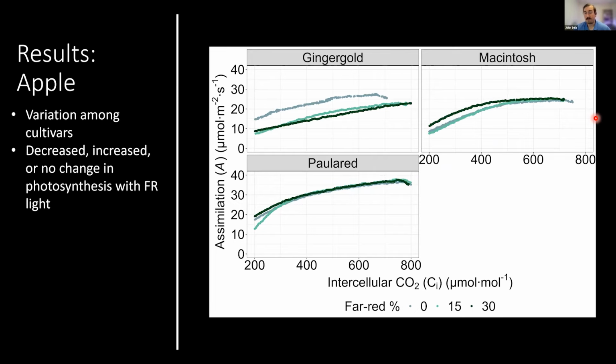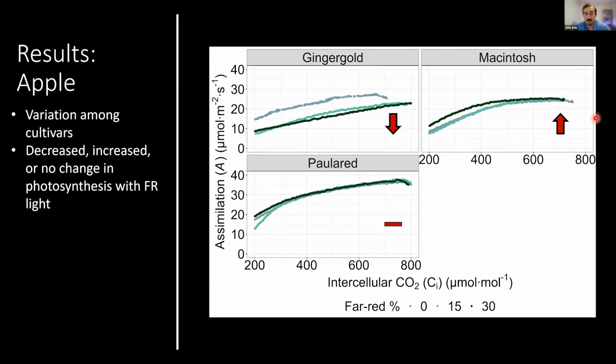And apple here might be the most confusing of all for me. We obviously expect various species differences, and maybe the leaf color of various cultivars would contribute to the differences in A/Cis we see here. But for apple, the variation among cultivars was profound for me. We see either a decreased photosynthetic rate with far red light, an increased photosynthetic rate with far red light, or no change in the photosynthetic rate with far red light.